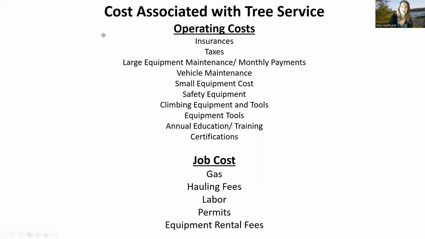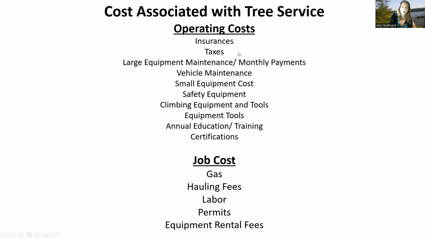Costs associated with tree service. All right, so as a tree service, we have operational costs: insurance, taxes, large equipment, maintenance, monthly payments, vehicle maintenance, small equipment costs, safety equipment, climbing equipment, tools, like tools to work on the equipment, annual education, training, certificates. Then there's the job costs. There's gas, there's hauling fees, the cost of labor, permits if we have to get them, the cost of rental equipment. If your tree's in a position where we need a piece of equipment that we haven't bought yet, we're going to have to rent.